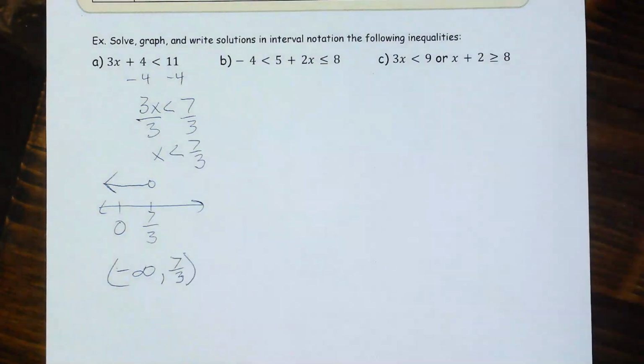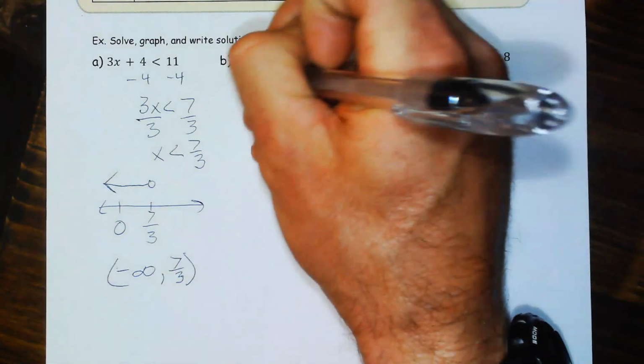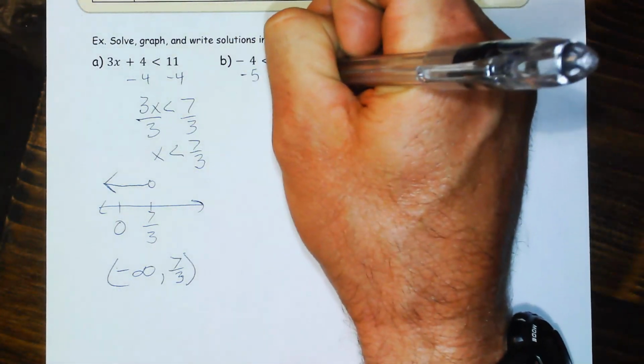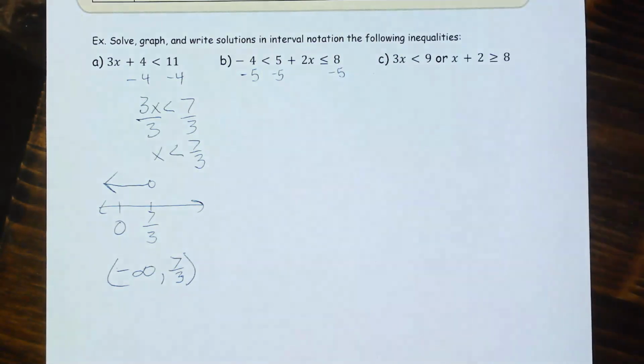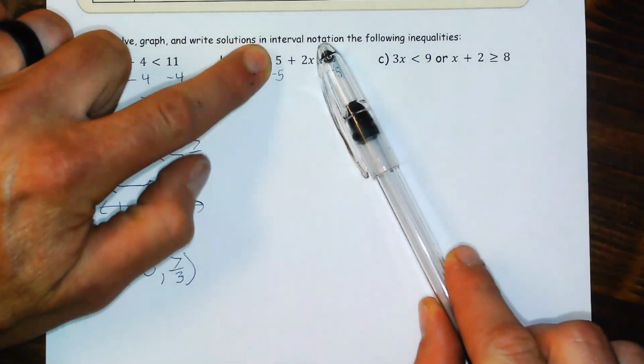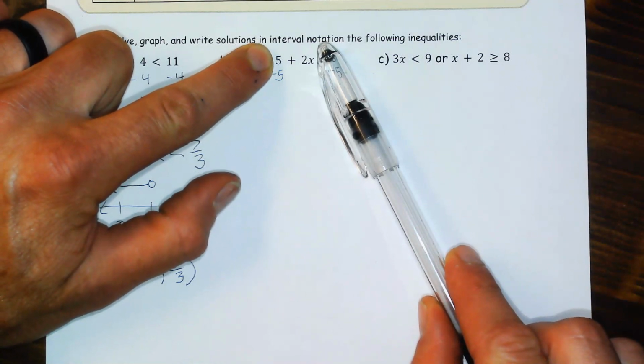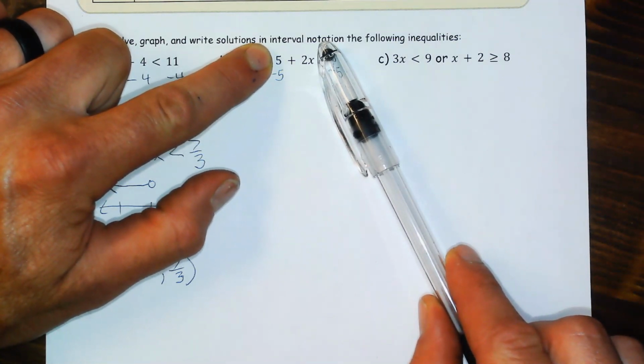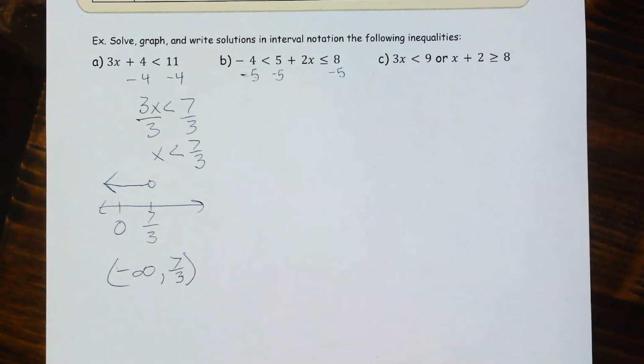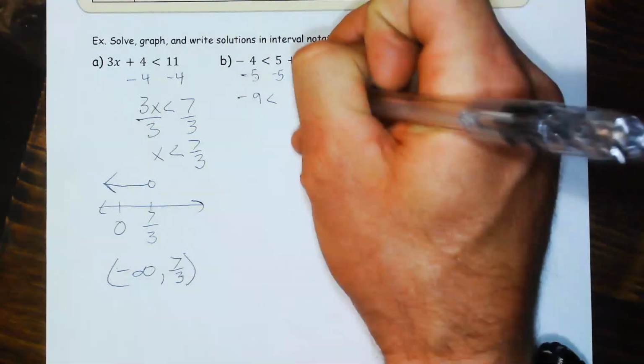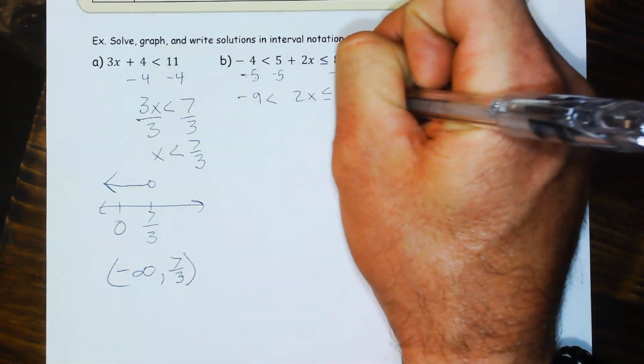This one is a compound inequality that's written as an and. So I'm going to subtract 5, just like you would in regular algebra. So we're basically trying to isolate the thing in the middle. I have a 5 plus 2x. I need to subtract 5 from all 3 places. So negative 9 is less than 2x is less than or equal to 3.